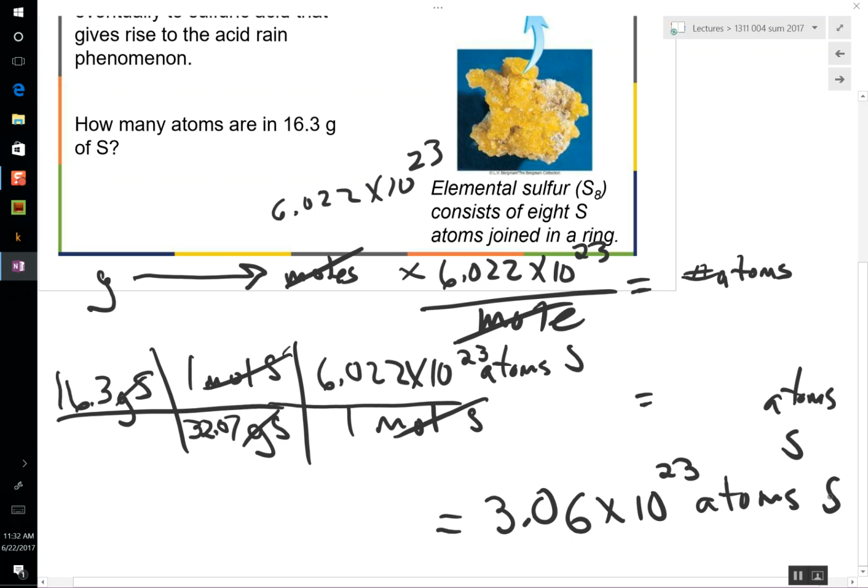All right, let's do a little bit of a reasonableness check on this. You can see that this number is about half of that number, isn't it? It's still the same power, 10 to the 23rd, but that is about half of that. 16 grams of sulfur is about half of a mole of sulfur. So that looks reasonable. If you come out with 3.06 times 10 to the 42nd or something like that, then you'd say, whoa, what happened?